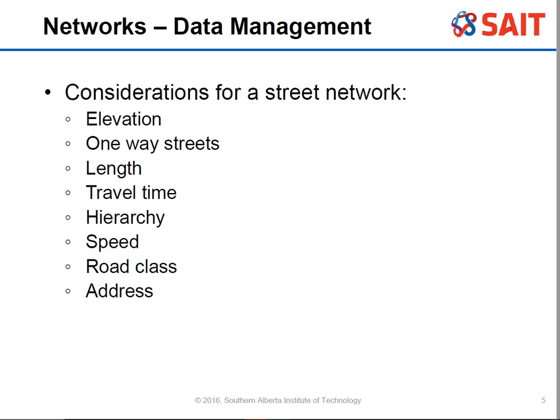Other things to consider: elevation, one-way streets, length of the road, travel time, so we need to know speed along roads, the hierarchy, speed, again, how fast you go, the road class, and the address. So when I say hierarchy, it's like, you got highway, you got primary highway, secondary highway, tertiary highway, street, like residential street. They're all kind of in a hierarchy. That's what I mean by that. And then road classes, is it a highway or is it a residential street?